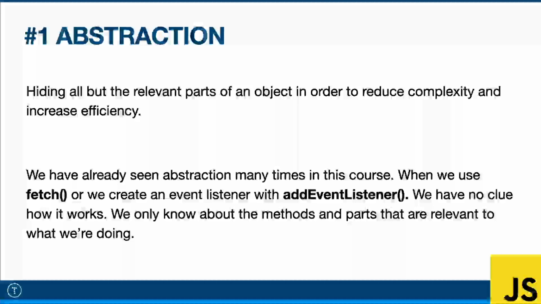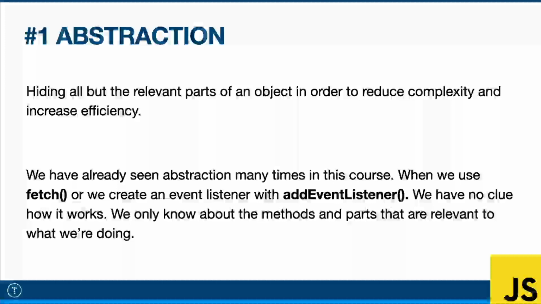Even the public APIs that we've looked at, a lot of that is abstraction. We just hit an endpoint. We have no clue what goes on the server. We just know that we hit the endpoint and it gives us a specific response back. When we call an add event listener method, we don't know how that event listener works. I mean, you might if you really look into it, but the point is you don't need to know in order to use it. So it reduces the complexity of our code.